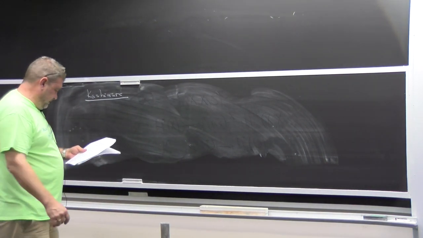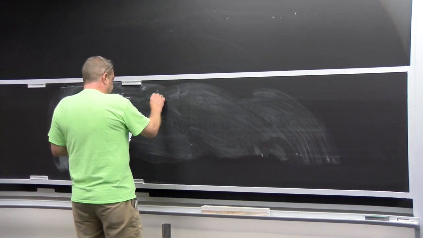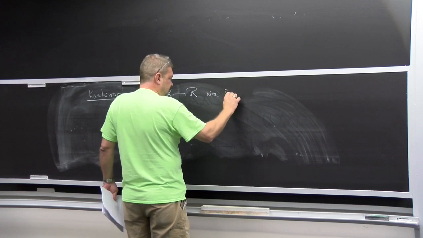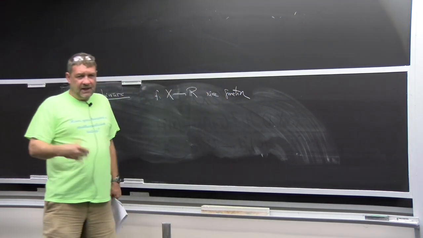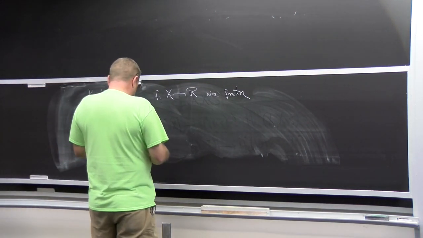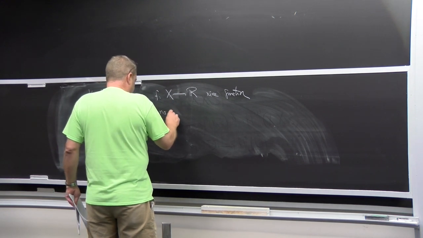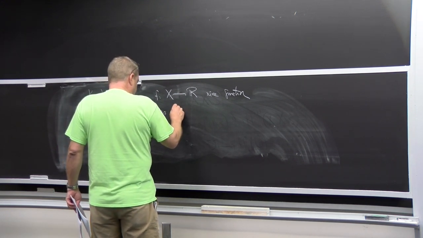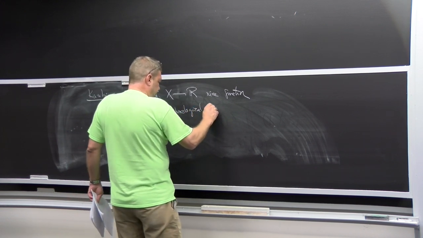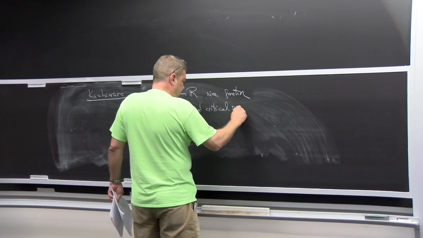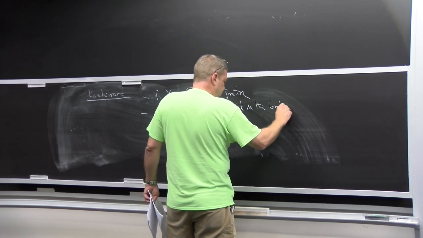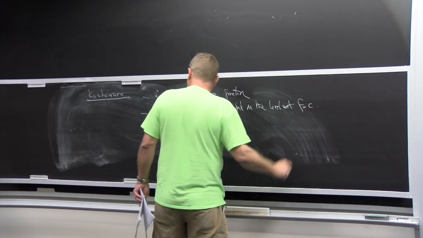So we have f from X to R, a nice function. Everything is tame, so I'll drop this attribute. Suppose there is no homological critical point on the level set f equals c.